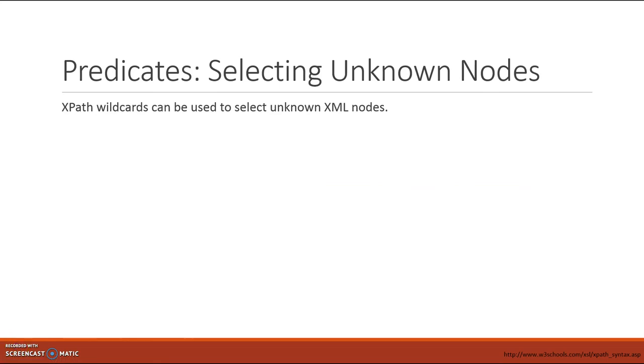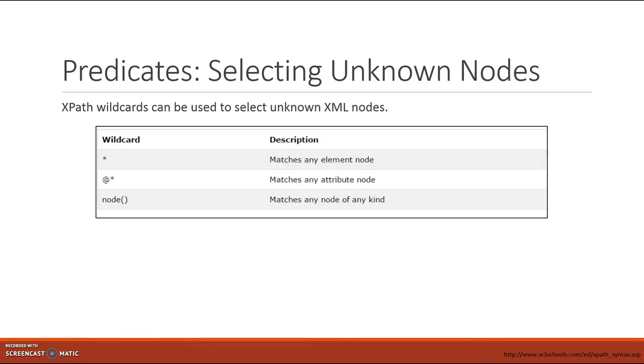You've already learned to select positioned nodes and named nodes, but what do you do when you want to select an unknown node or multiple node types? Wow, that was a tongue twister. To do this, you can use wildcards. They will allow you to match and select by any element, attribute, or any other combination or type.